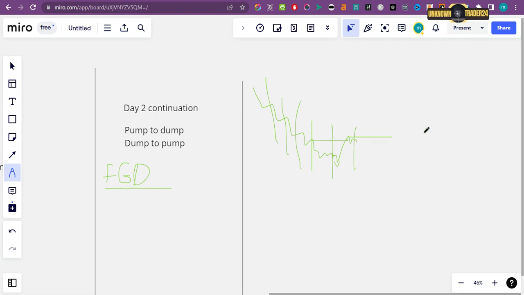So what are we looking for? When we come to our market, we are expecting the market to go up. I told you the target for day 2 continuation is this high. So if we are going to be targeting this high, what do we need? We need a dump to pump.